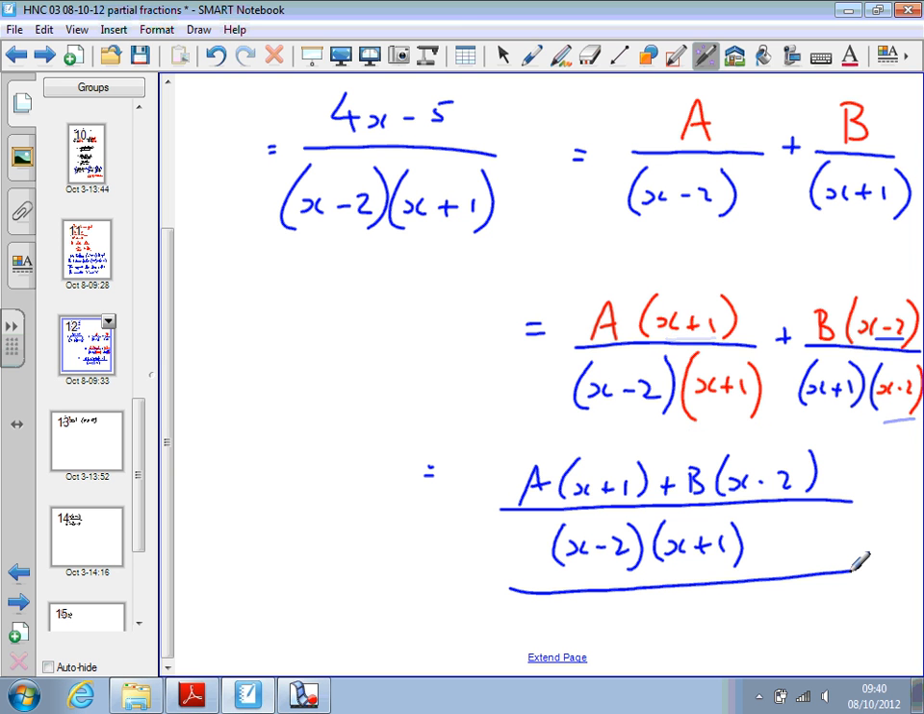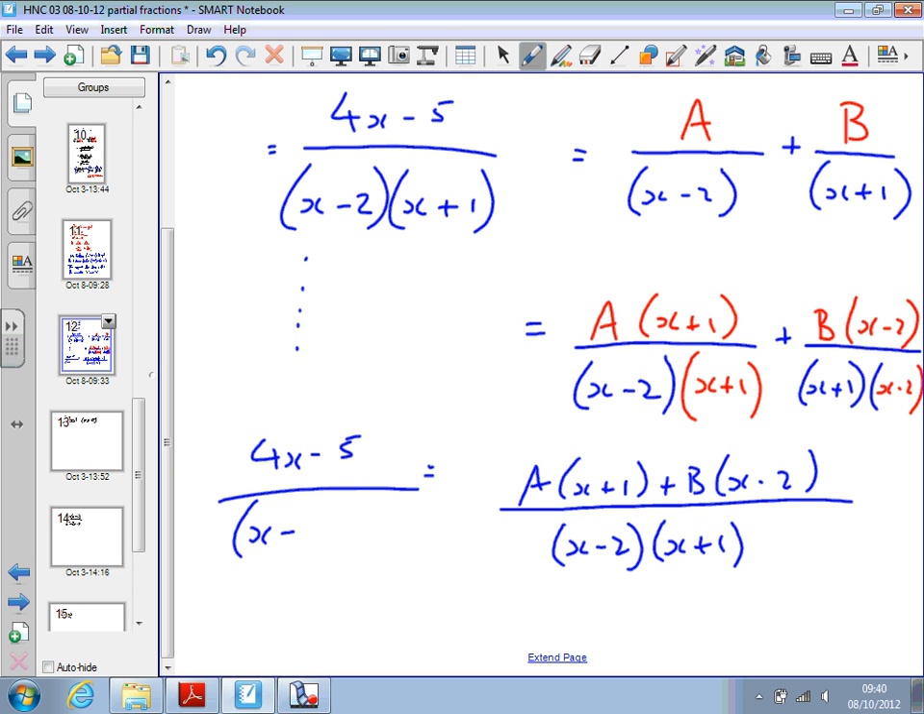Sorry? Right, what we say now is, don't forget we're only looking at the right-hand side, Tom. Good question. So what we now say is, well, actually, this equals 4x minus 5 over x minus 2, x plus 1.